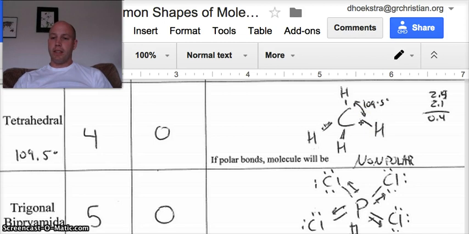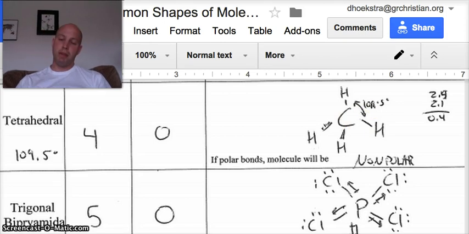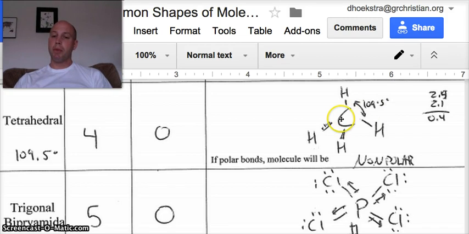Now in this case, it happens to be all nonpolar bonds, and we learned that if you have nonpolar bonds, well, the molecule is going to be nonpolar. But regardless, even if they had polar bonds, because of their orientation and being equally this 109.5, they will actually cancel out. It's kind of hard to see, but if they're polar bonds, that molecule will be nonpolar.